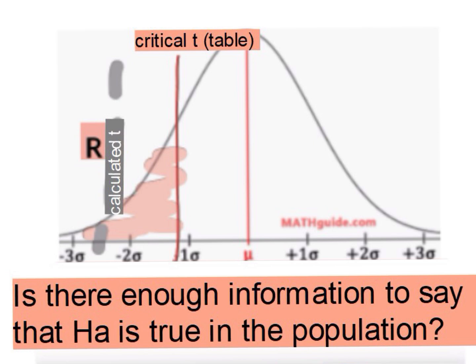If this were the information gathered from the first 5 steps of hypothesis testing, we would say we have a critical value from our table, giving us our rejection region, labeled as alpha, the percentage in the tail. And then we have a calculated value from a calculation, which falls here within the rejection region, giving us the decision to reject the null. The question you ask: is there enough information to say HA is true in the population? Yes, we have enough information.